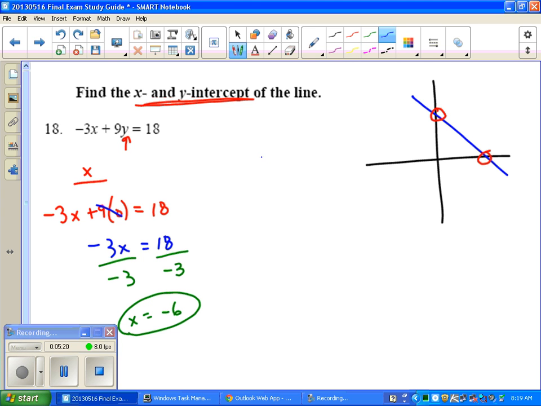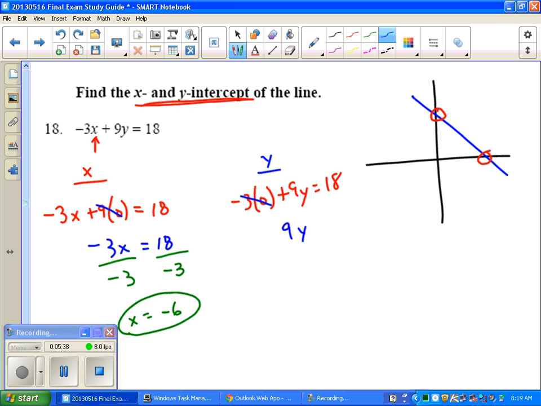In order to find your y-intercept, do the same thing, except instead of plugging in 0 in place of y, plug in 0 in place of x. So negative 3 times 0 plus 9y equals 18. Again, anything times 0 is just going to make it 0. So it's going to say like 0 plus 9. That's why it cancels it out.